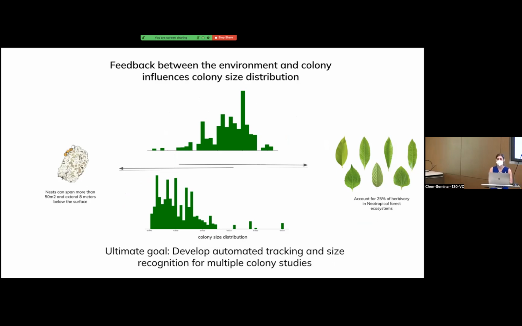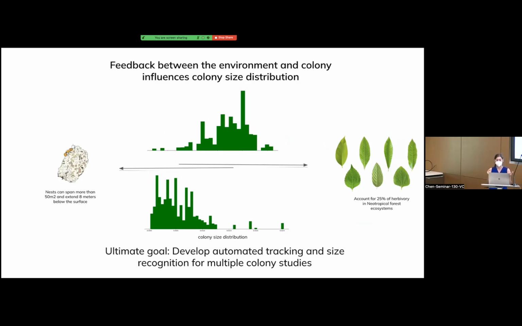and I'm really interested in this feedback between the environment and this colony size distribution. So they need larger workers to harvest tougher plant material, where there's this correlation with larger ants and being able to reach more leaf resources. And they're really important in the environment overall, leafcutters, where they account for 25% of herbivory in a lot of neotropical ecosystems. So if we could develop a system where we can detect what leaves they're bringing back to the nest, I think that's really interesting.